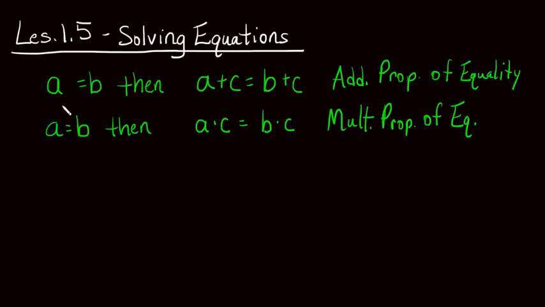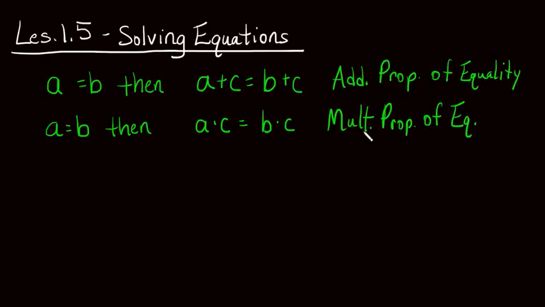That means if I have a variable a, and it equals b, then I should be able to add the same number to each part of the equation and it still stays equal. So that means a plus some number c is the same as b plus that number c. It's going to stay the same because it's the same number, whatever that variable stands for.